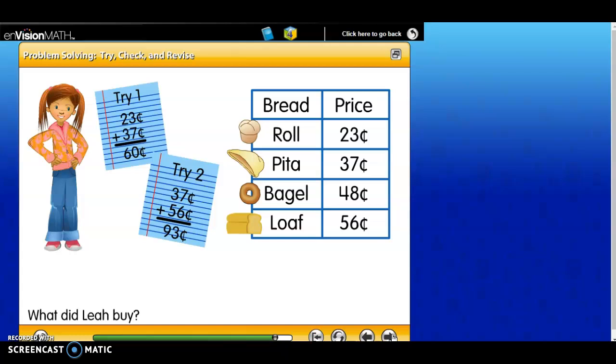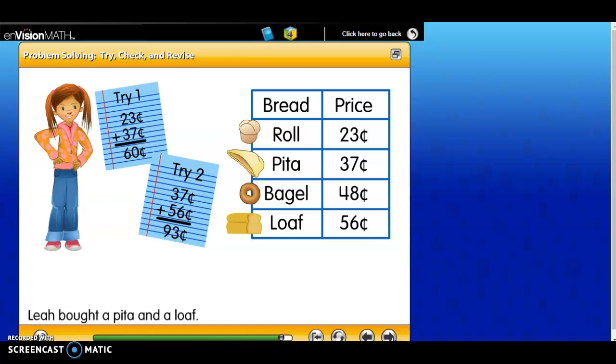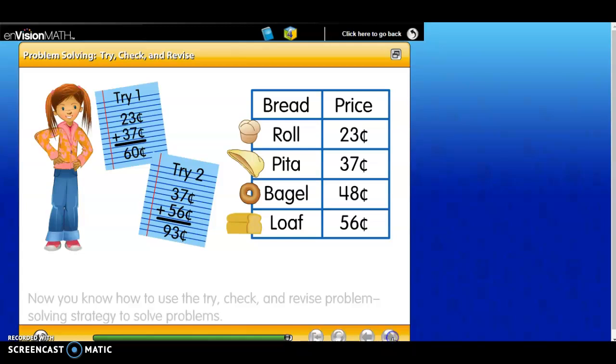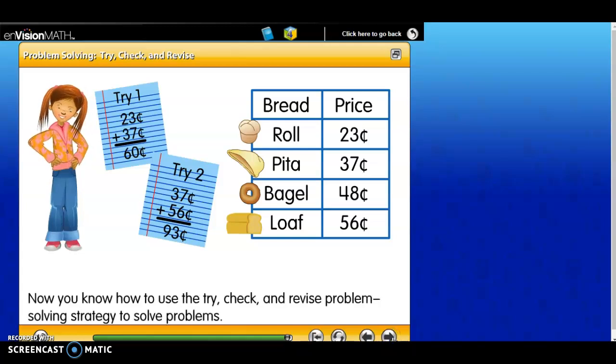What did Leah buy? Let's go back and look. 37 cents is a pita and 56 cents is a loaf. So Leah bought a pita and a loaf. Now you know how to use the try, check, and revise problem-solving strategy to solve problems.